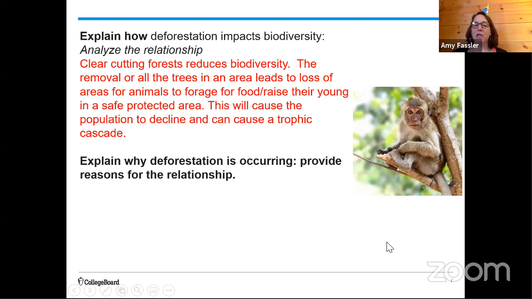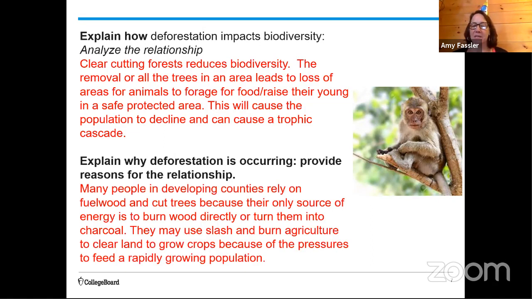And finally, explain why deforestation is occurring. That explain why is providing reasons. And whenever I explain why, I'm going to have that because in there. So many people in developing countries rely on fuel wood and cut trees because their only source of energy otherwise is to burn wood directly or the charcoal. Another example may be they use slash and burn agriculture to clear land and grow crops because of the pressures of trying to feed a rapidly growing population.